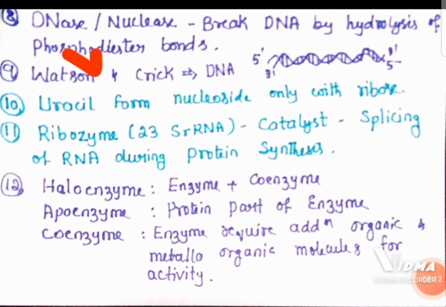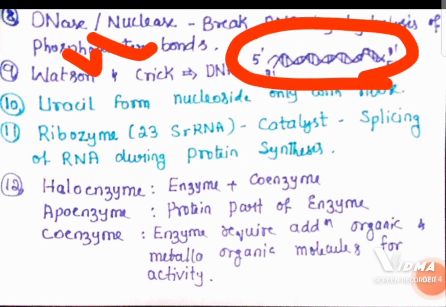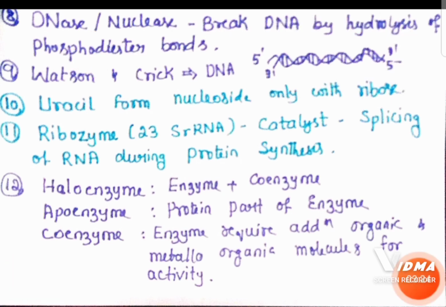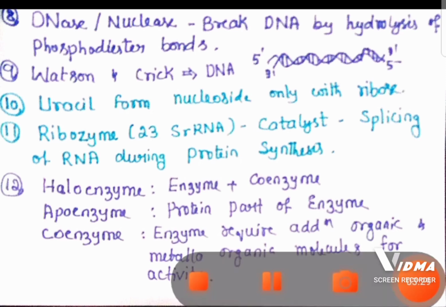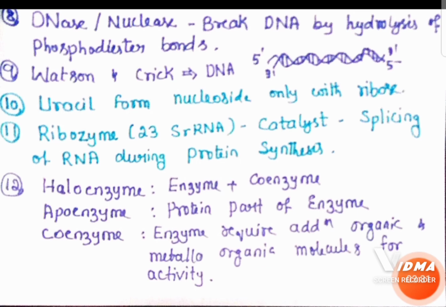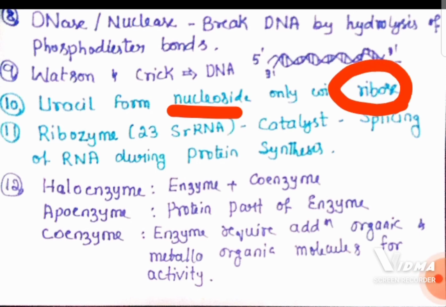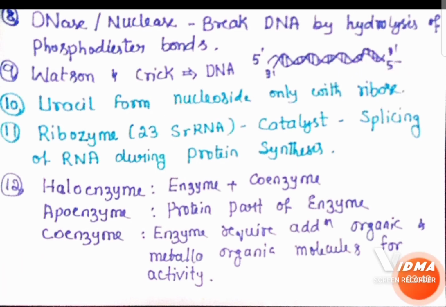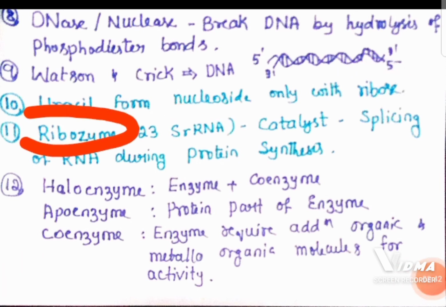According to Watson and Crick, DNA is made up of two polynucleotide strands. Both are anti-parallel. One runs in 5' to 3', another runs in 3' to 5' direction. And between the two polynucleotide strands, we can find hydrogen bonds. And uracil, as a pyrimidine present only in RNA, can form a nucleoside only with ribose but not with deoxyribose. There is one nucleic acid that acts as an enzyme, called a ribozyme.